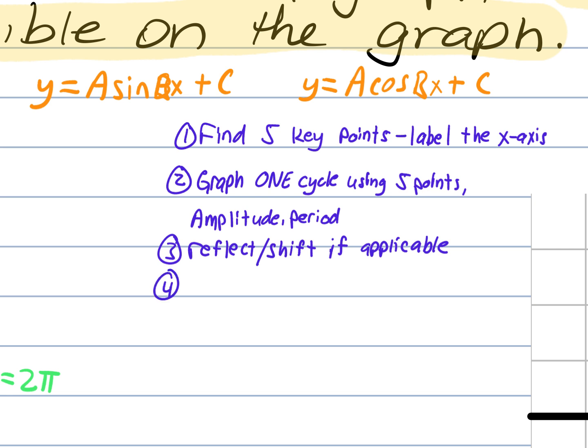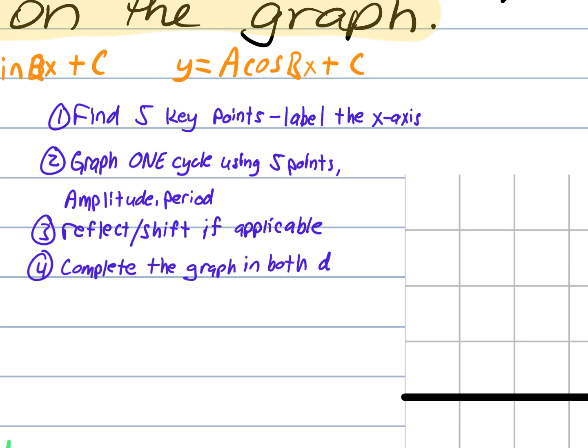Right, and then once your one cycle is complete, right, so this is all for one cycle, you would just complete the graph in both directions. Right, in both directions.